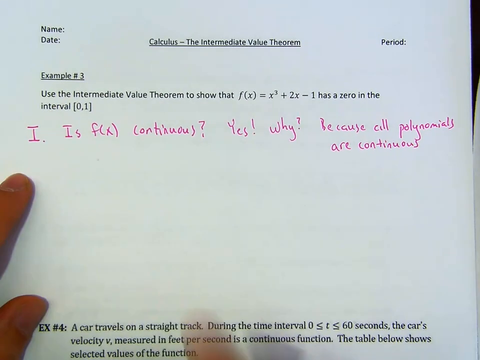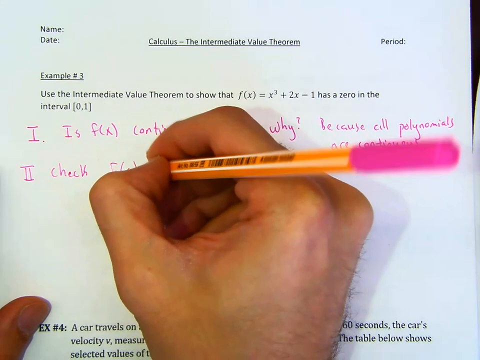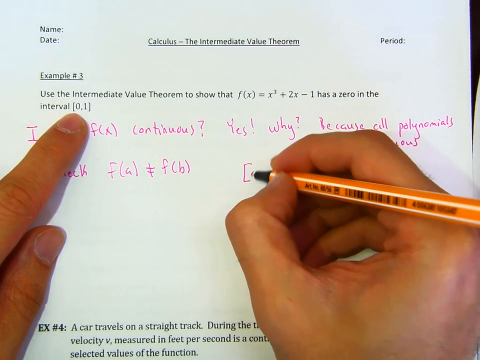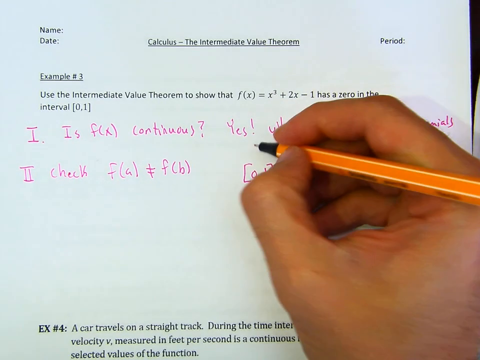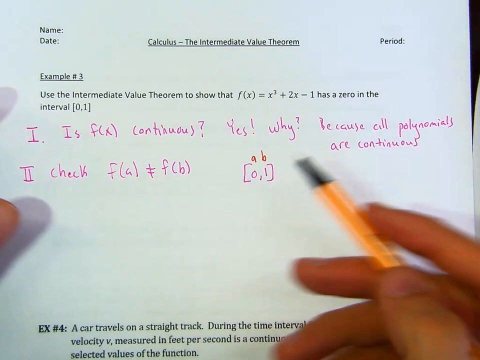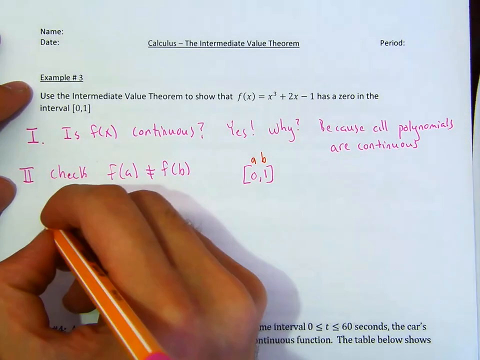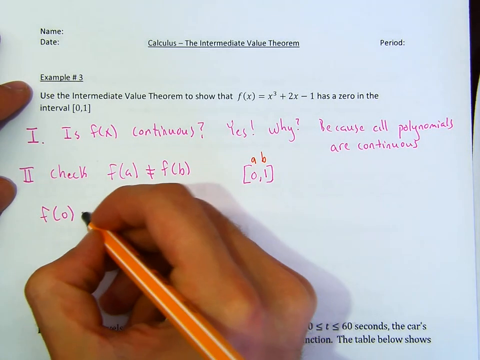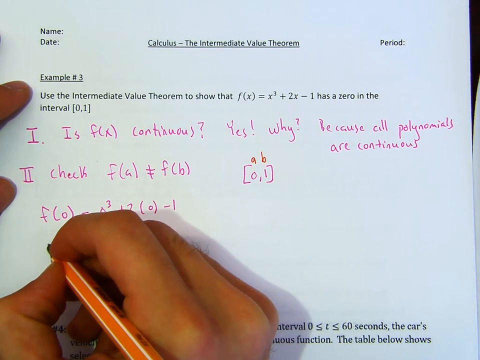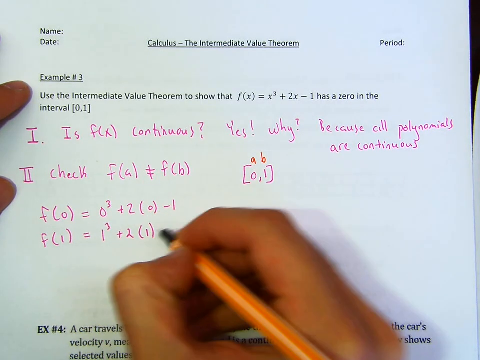Here, now we need to check f of a does not equal f of b. Well here, what is our a? Remember, if I have the interval from 0 to 1, this is our a over here, and this is our b over here. And let's plug it in. What do you check to see if this works on your own? So let's see. f of 0 is equal to 0 cubed plus 2 times 0 minus 1, and f of 1 is equal to 1 cubed plus 2 times 1 minus 1.